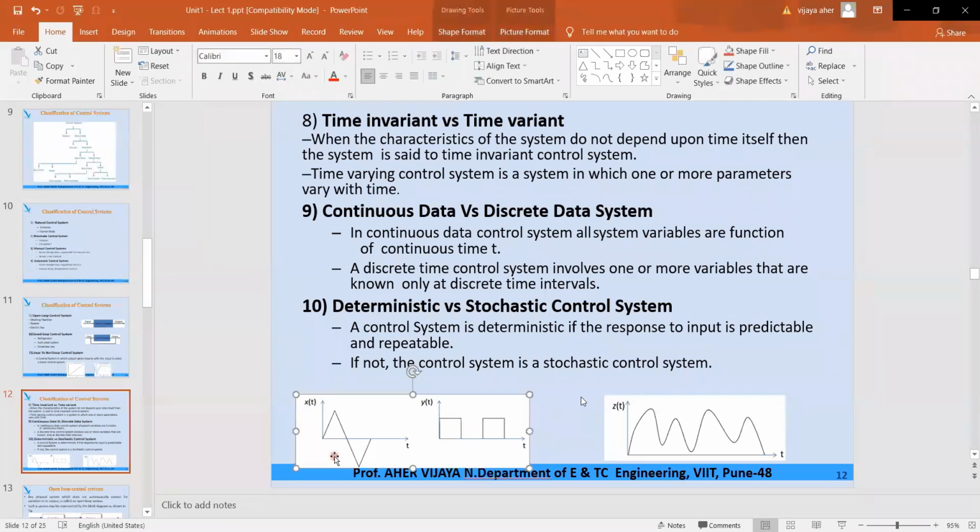So this plot is nothing but your deterministic system. This plot is nothing but your stochastic control system.